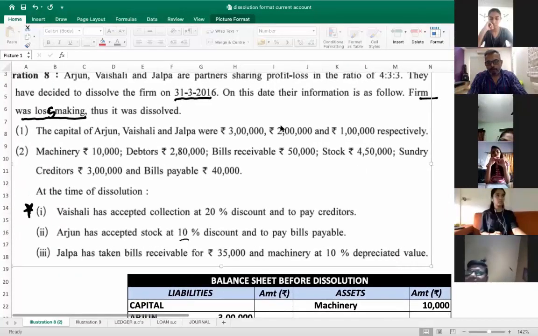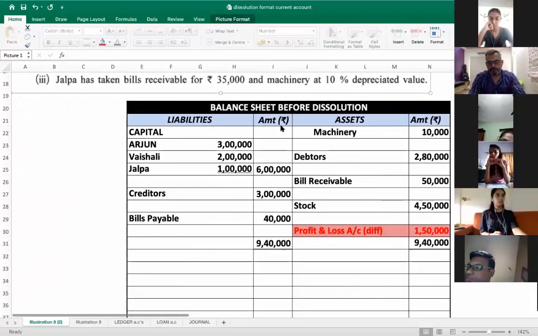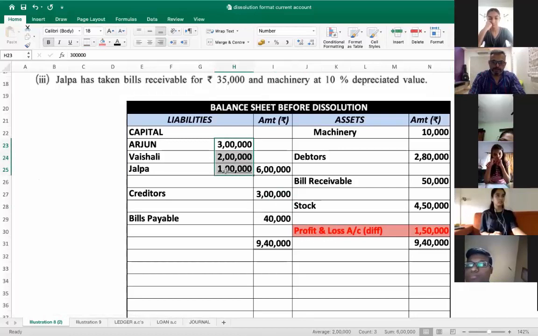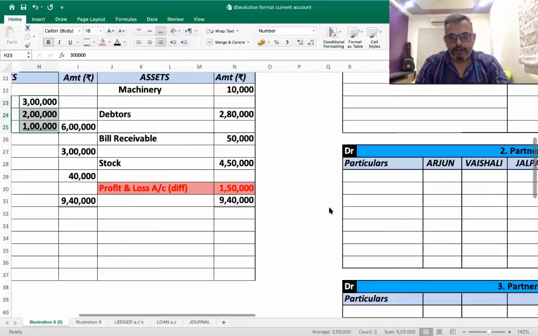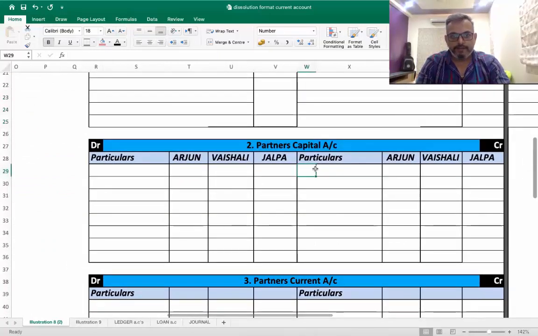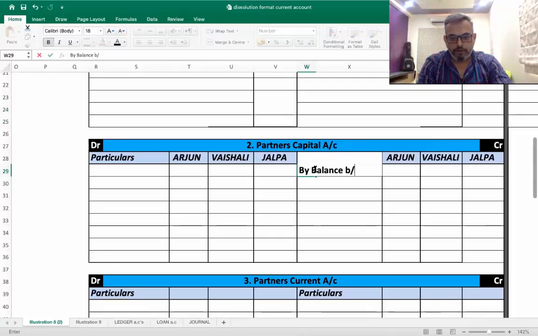Okay, now first step of dissolution is we start placing the amounts in the balance sheet either to the respective account or to realization account. So first let's start with capital. Transfer capital to partners capital account by balance brought forward: Arjun 3 lakh, Vaishali 2 lakh, Jalpa 1 lakh.